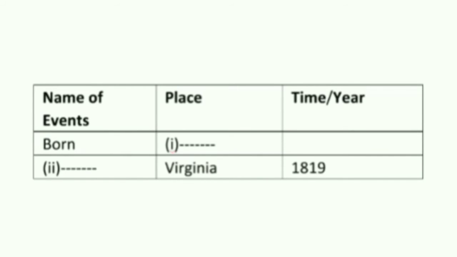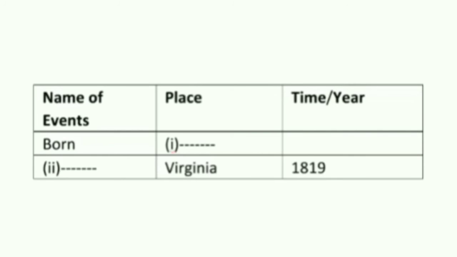Dear students, let's practice Comilla Board 2020. We already have read our passage. So, this is the question, this is the table you have to complete by using some information from the passage. First, some hints are given about which points you have to identify from your passage: name of events, then place, then time and year.